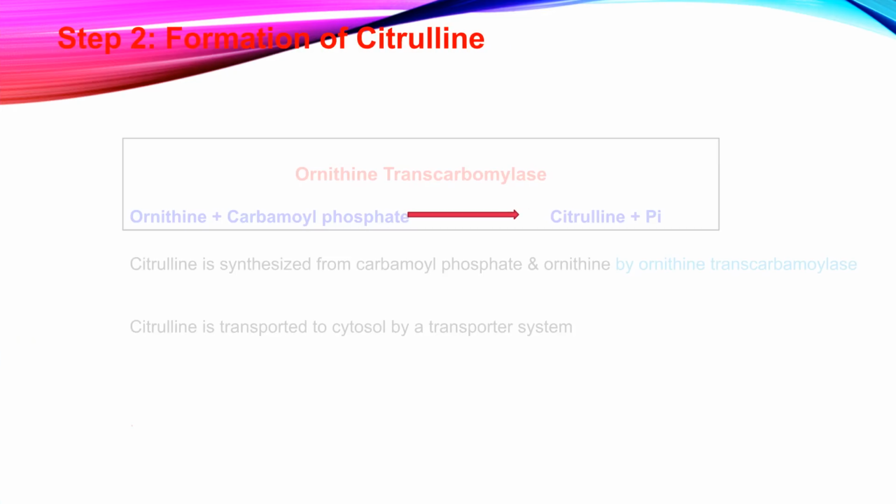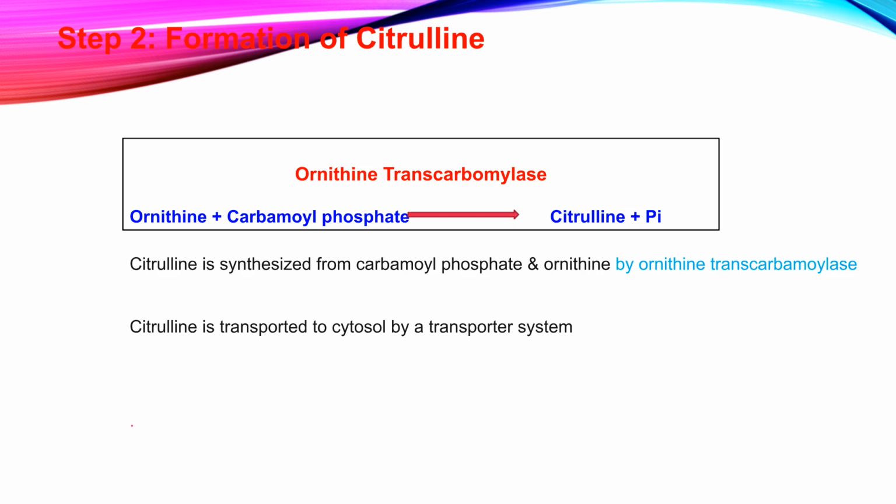Step 2 is the formation of citrulline. Citrulline is synthesized from carbamoyl phosphate and ornithine by the enzyme ornithine transcarbamylase. Citrulline is then transported to the cytosol by a transporter system.